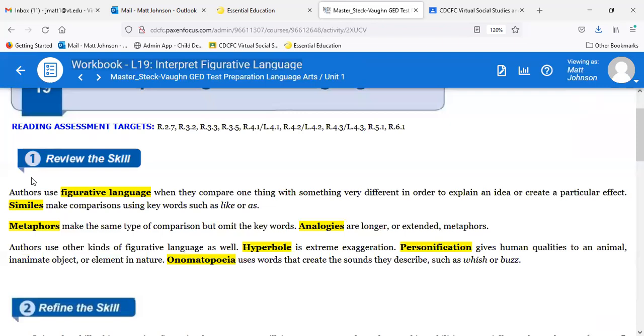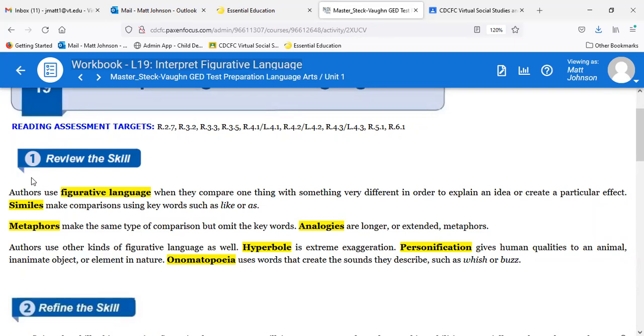Similes make comparisons using keywords such as like or as. So the difference between a metaphor and a simile. Similes use like or as. There's going to be a word in there in the middle that separates it. Metaphors make that same type of comparison, but they don't use like or as. It's the only real difference between the two. Analogies, kind of like similes and metaphors, but are longer, extended metaphors, right? So they're more of like a little story that you tell.